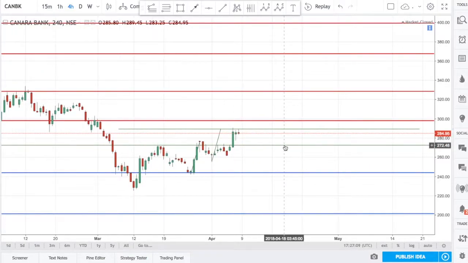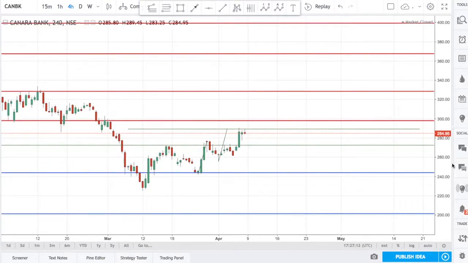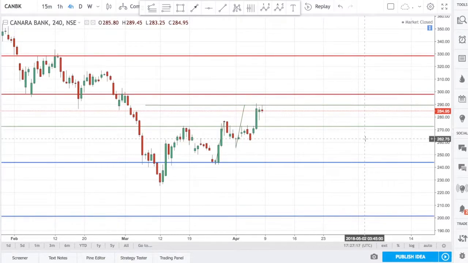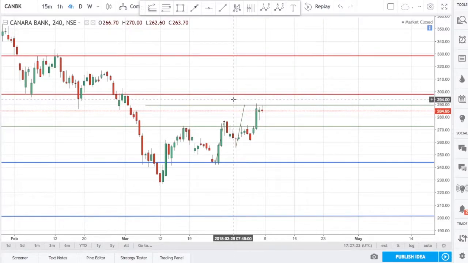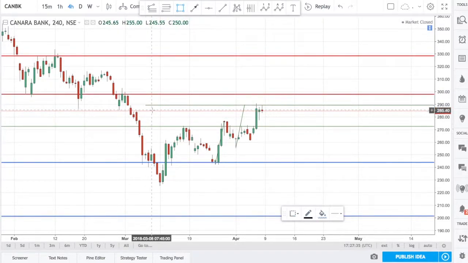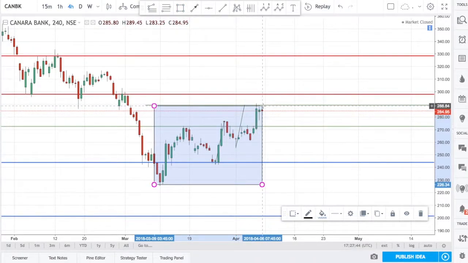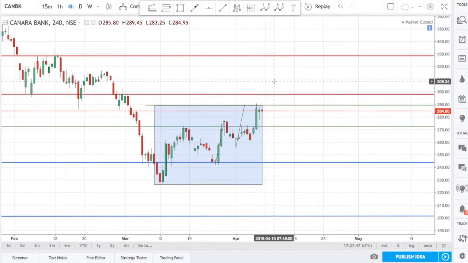Let me expand this chart so that you could understand the concepts much more easily. So this is our D completion point on this ABCD. Okay. Next, focus on this area. I want you to focus on this whole area here.